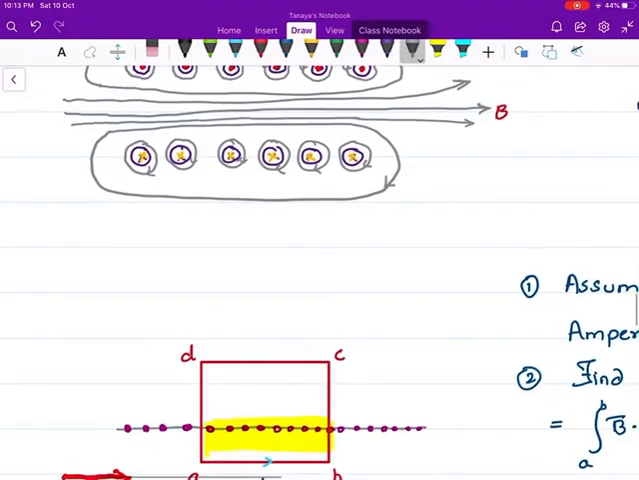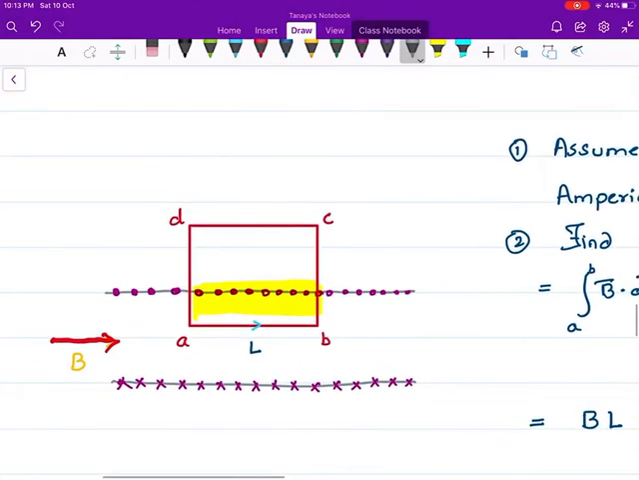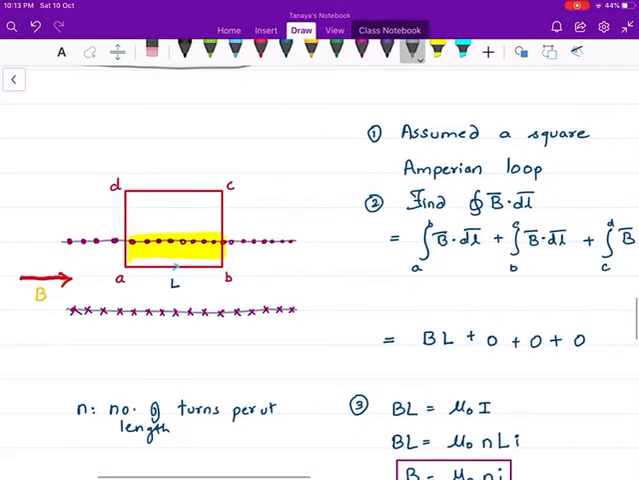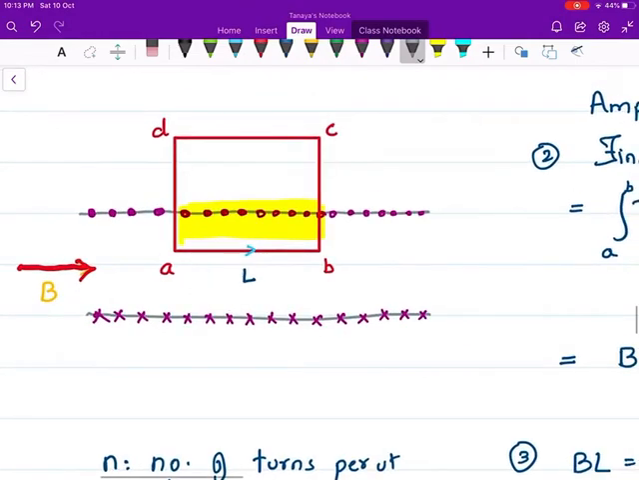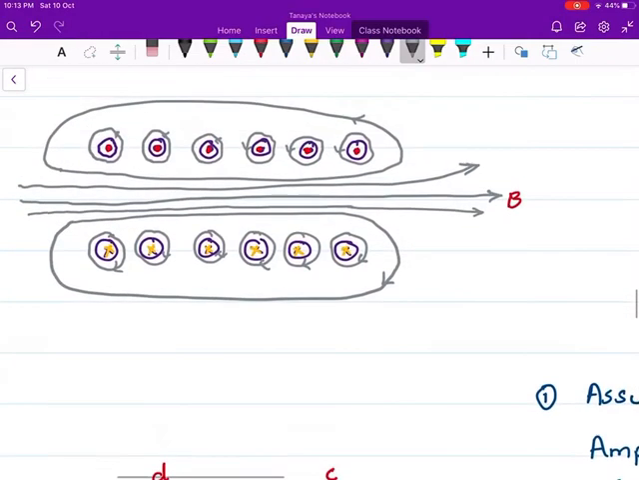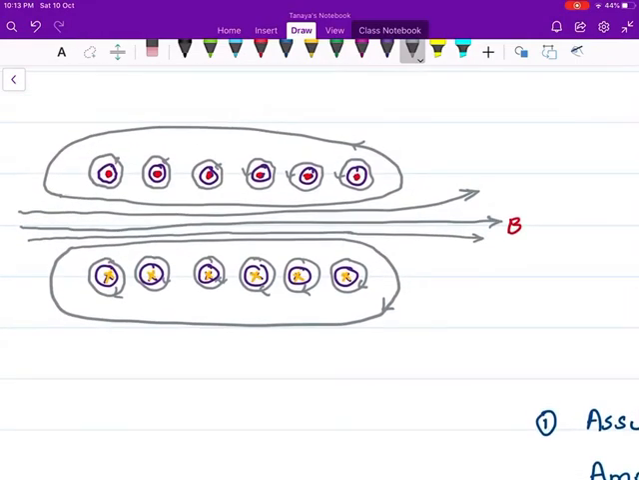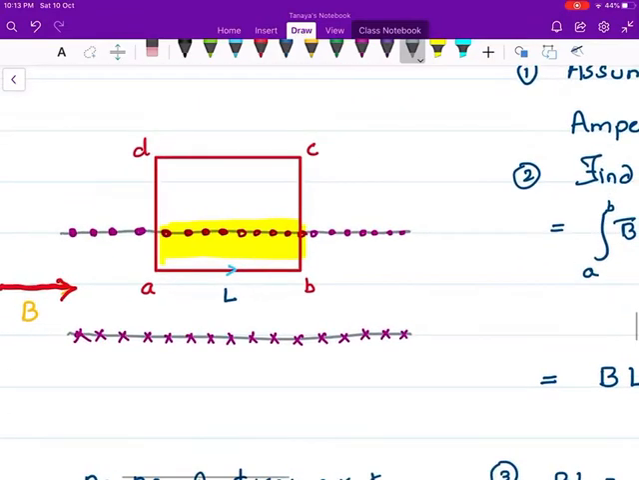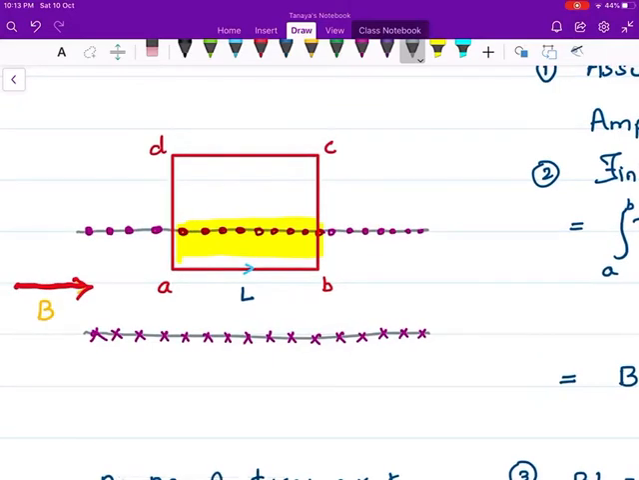Now, again, I have simplified it further. So I have just drawn the dots and the crosses. I have not shown the magnetic field lines. I have just shown the dots and the crosses. Now we have to find the magnetic field because of this solenoid at the center or somewhere inside the solenoid.